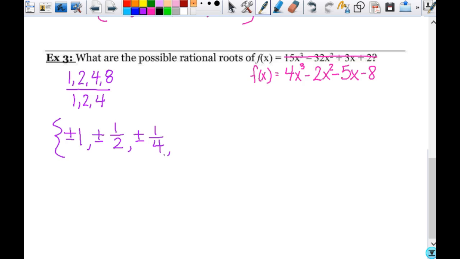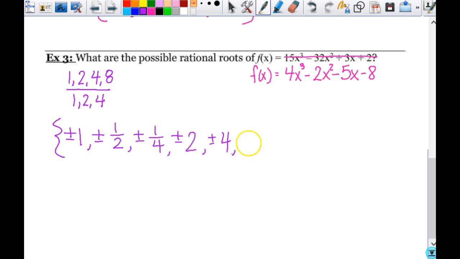Then I'm going to go to 2. 2 over 1 is 2. Then I'm going to go to 2 over 2. What's 2 over 2? 1. I already have that, right? So I don't need it again. 2 over 4 gives me what? 1/2. I already have that. I don't need it again. Then 4 over 1, that's going to give me a new one. That's plus or minus 4. 4 over 2 gives me 2, which I already have. 4 over 4 gives me 1, which I already have.